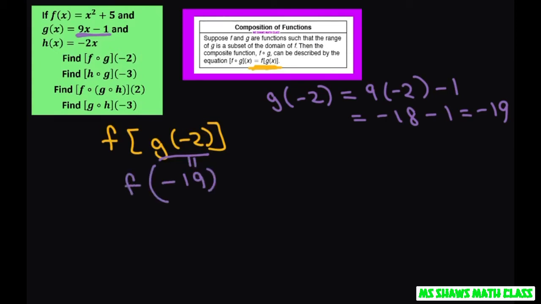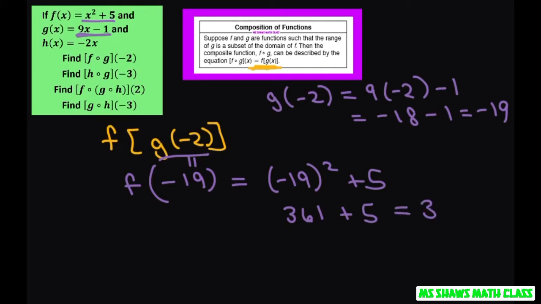Now we do f of negative 19. So f of negative 19, we take our f, so that's going to equal negative 19 squared plus 5. And that's going to give you, let's see, 361 plus 5, which equals 366.